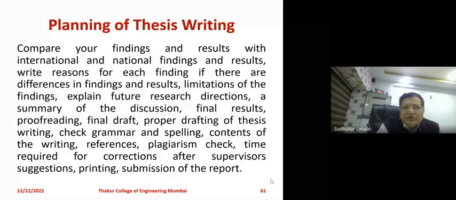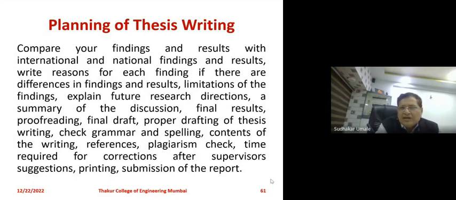Then what you are doing after that, compare your findings and results with international and national findings and results. So now we require some time for comparing whether your data is correct or not, whether your results are correct or not, and you are comparing important findings and results with Scopus index results, findings, and what time is required for comparing. It is very important. And you have to write if there are some differences in findings and results. If one data is different, second data is different, then you have to explain what are the reasons for differences, whether parameter differences or whether readings are differences, and we require some time for that.